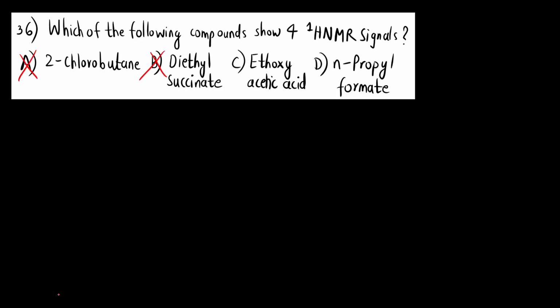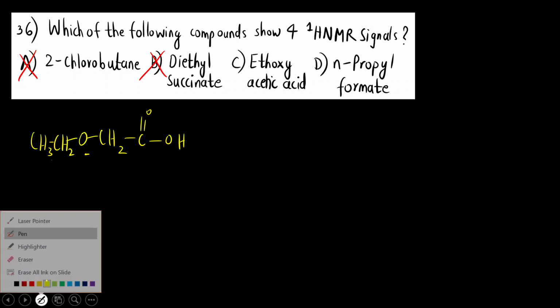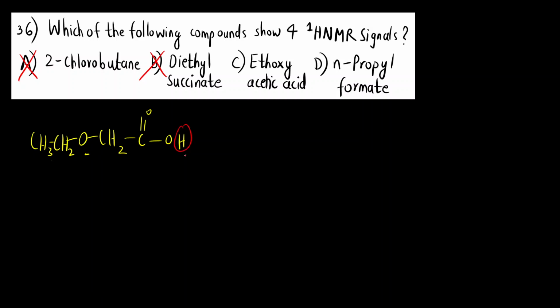C, ethoxyacetic acid. What is acetic acid? Draw that first. CH3, C double bond O, OH. Okay, ethoxy means remove one hydrogen and add ethoxy. Ethoxy means CH3, CH2, O. This is ethoxy. Now count the signals. 1, 2, 3, and 4. So here 4 signals are present.